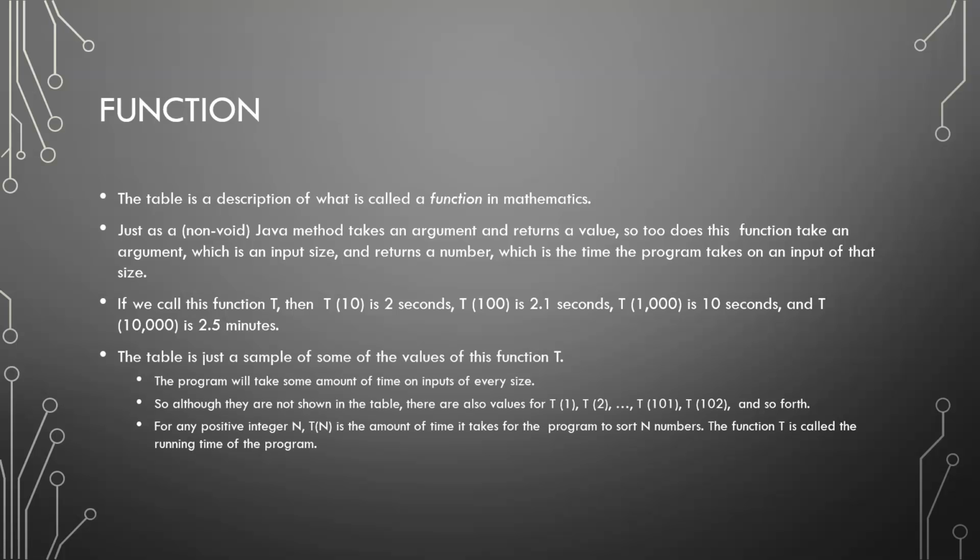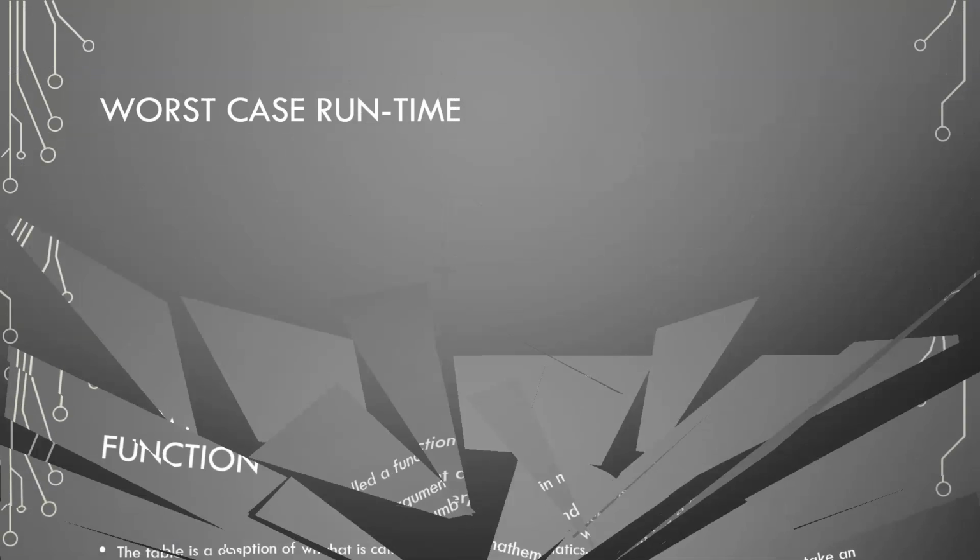Well, that table is obviously not every single possibility there is. It's just a sample of some of the values of this function t. We could have a continuous function. It's not discrete. The program will take some amount of time on inputs of every size. So although they're not shown in the table, there are obviously also values for t of 1, t of 2, etc., pretty much t of any size that the program can physically handle in memory. So therefore, for any positive number n, t of n is simply the amount of time it takes for the program to sort n numbers. The function t, therefore, is called the running time of the program.